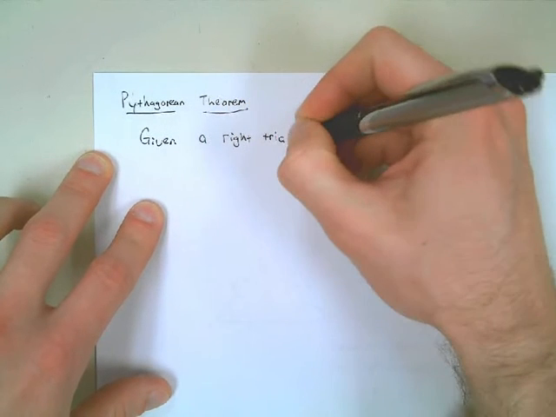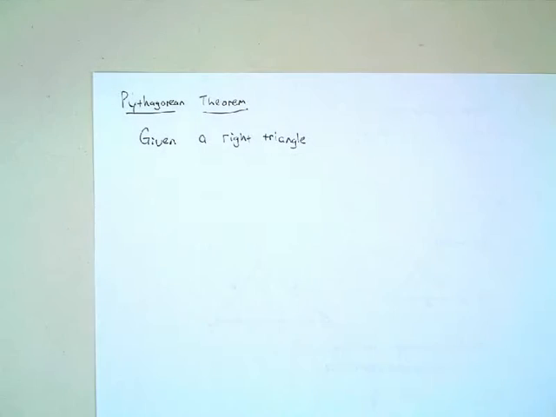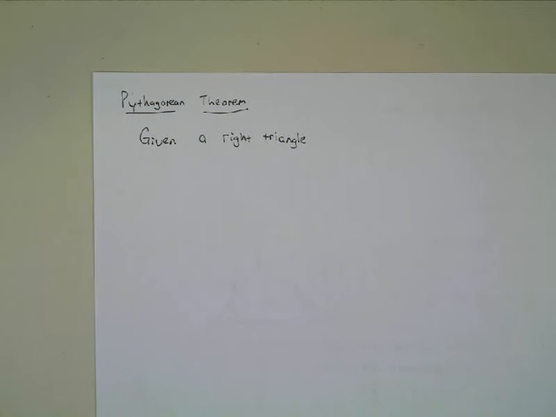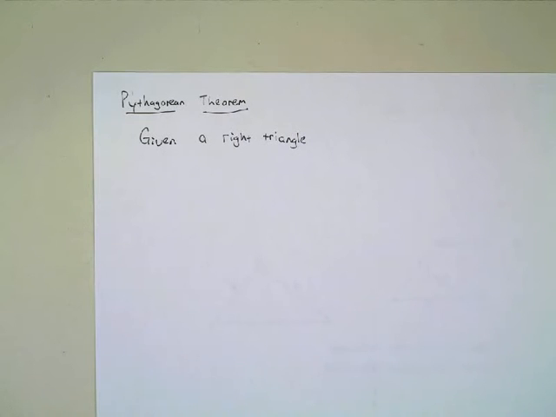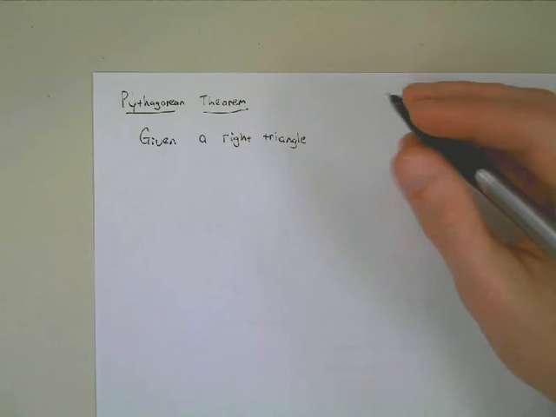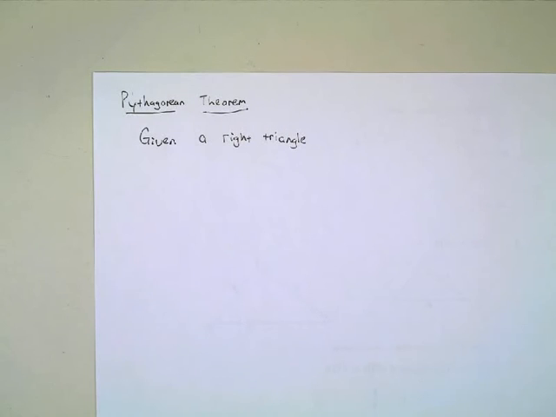So notice that's important, right? This does not work for an obtuse triangle. This does not work for an acute triangle. This only works for a right triangle, okay? So don't try to start applying this to any triangle you see. It only works if your triangle is a right triangle. What makes a right triangle a right triangle? It has a 90-degree angle, that's right.